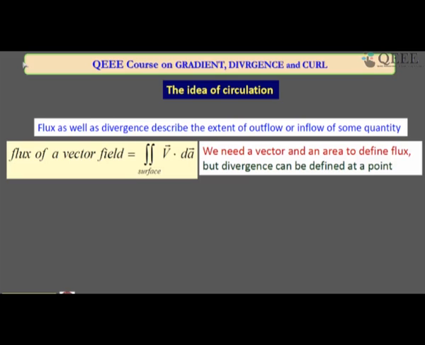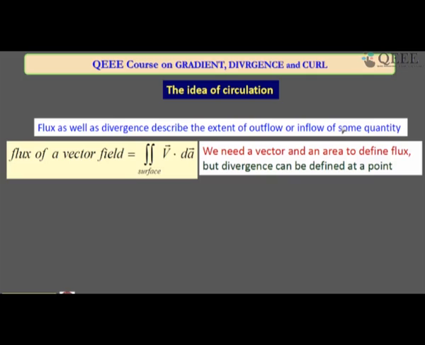This is about flux. Flux as well as divergence describe the same physical situation, basically the extent of the outflow or inflow of some quantity. To define a flux, we need a vector and an area. We went ahead and then we defined divergence and highlighted the difference between flux and divergence. To repeat, flux is a scalar quantity and divergence is a function. Flux is defined only with respect to an area, whereas divergence is defined at every point in any region. And we have also seen how these are related.